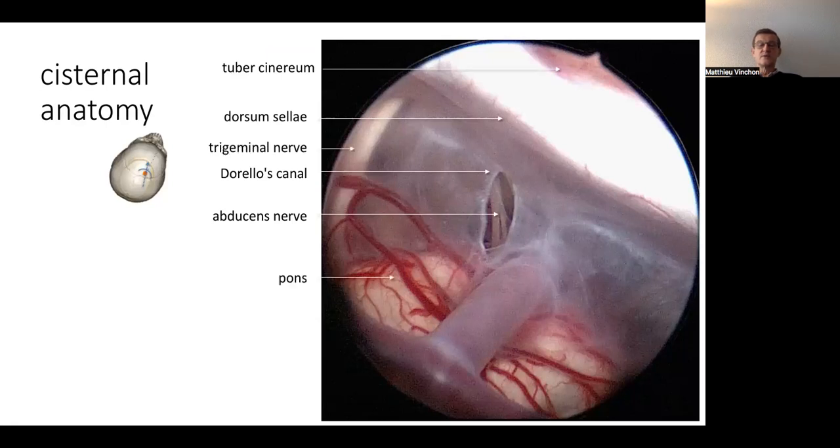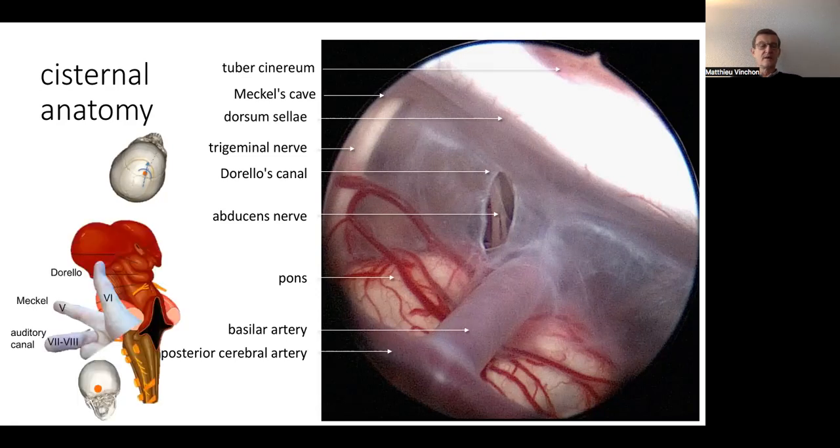You can see the pons, and laterally the trigeminal nerve, and Meckel's cave where the trigeminal nerve goes, the basilar artery, which divides into the posterior cerebral arteries and the superior cerebellar arteries. So you have to remember that the nerves of the CP angle are at 90 degrees each.